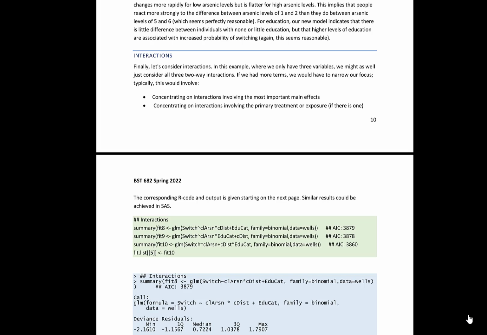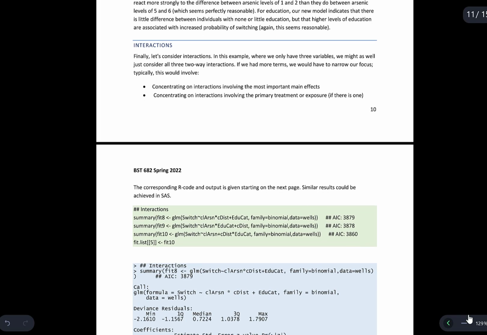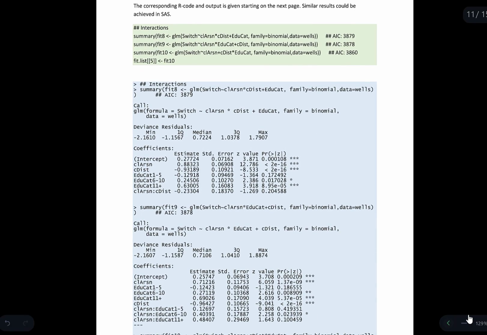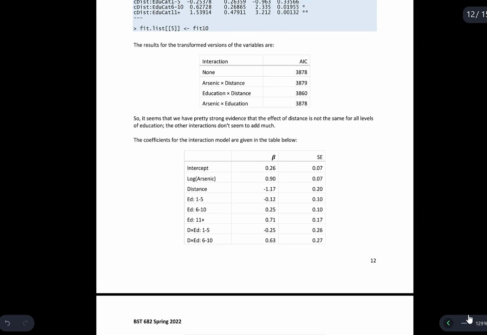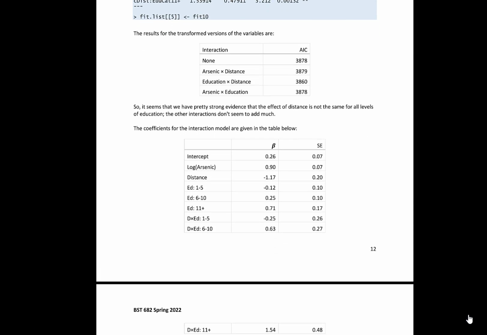The corresponding R code and output is given starting on the next page. Well, I should say on this page. Similar results can be achieved in SAS. So here is that output, again, where we've included the interactions. There are the AICs. And the results for the transformed version of the variables are given here. So it seems that we've got pretty strong evidence that the effect of distance is not the same for all levels of education, and that other interactions really don't seem to add that much.